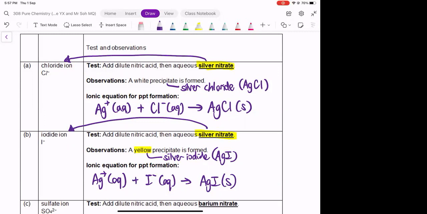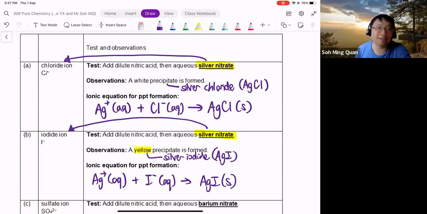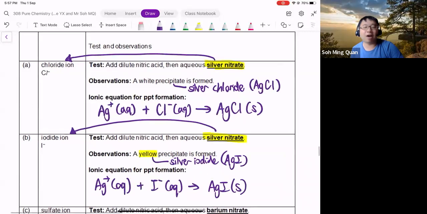So why do we need to add dilute nitric acid? Okay, so that's another important question, right? How come we cannot just add silver nitrate straight away? Why must I add nitric acid first, then aqueous silver nitrate, right? Now, I'm sure you realize over here, the reaction is precipitation. You're forming a precipitate. So the name of the reaction is called precipitation. Precipitation occurs when the salt is insoluble and precipitates out. Now, you've got to think in your head, besides silver chloride, is there any other silver salt that is insoluble?